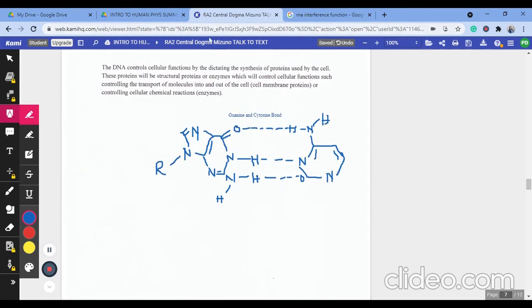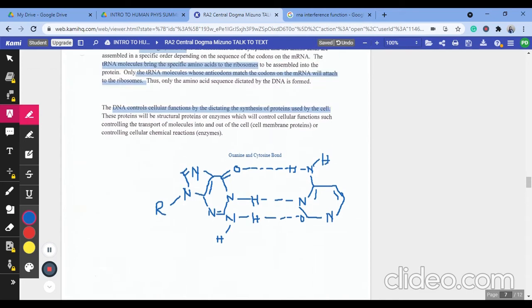The DNA controls cellular functions by dictating the synthesis of proteins by the cell. These proteins will be structural proteins or enzymes which control the cellular functions, such as controlling the transport of molecules into and out of the cell. Some membrane proteins are controlling cellular chemical reactions.